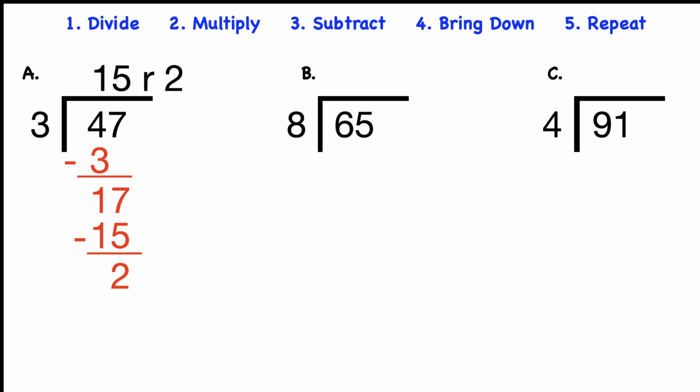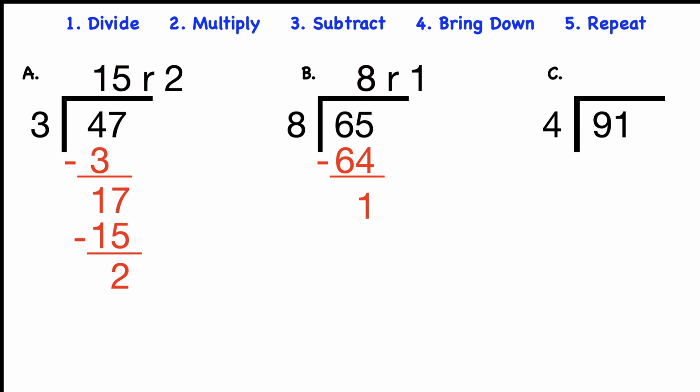Next is B, 65 divided by 8. How many times does 8 go into 6? Well, that doesn't. So now we've got to try 8 into 65. That goes 8 times because 8 times 8 is 64. We subtract to find out how close we got. 5 minus 4 is 1. And our answer is going to be 8 with a remainder of 1.